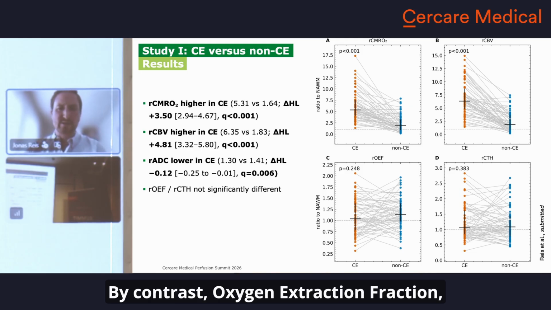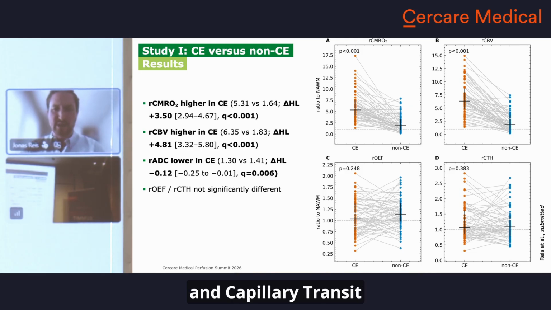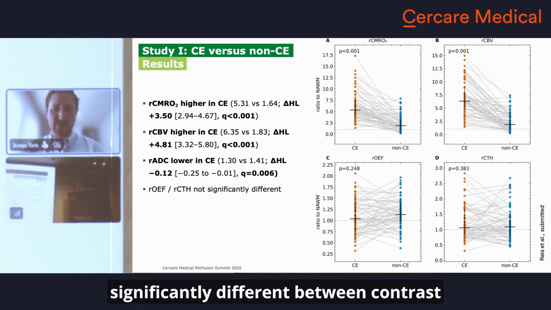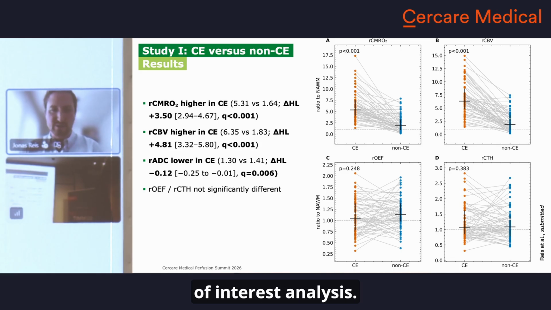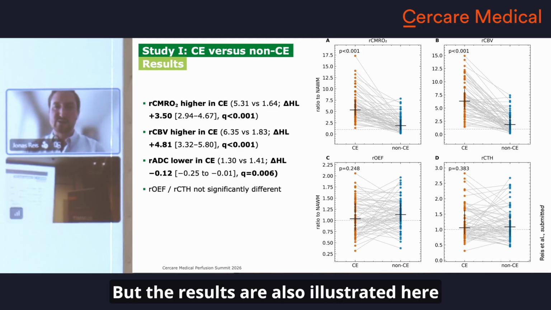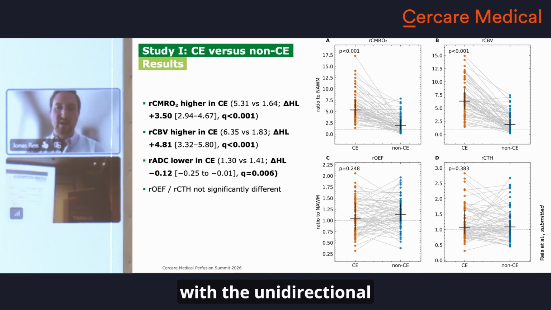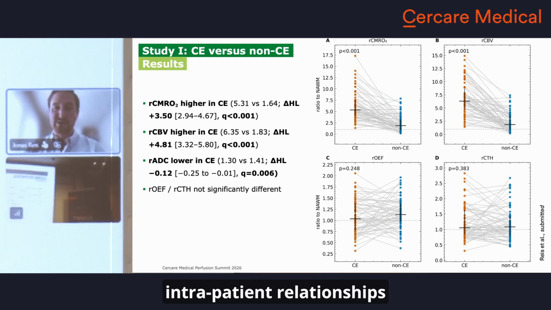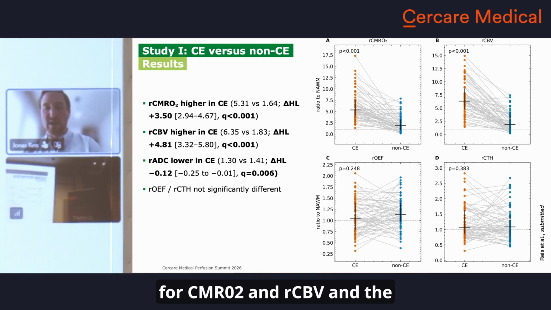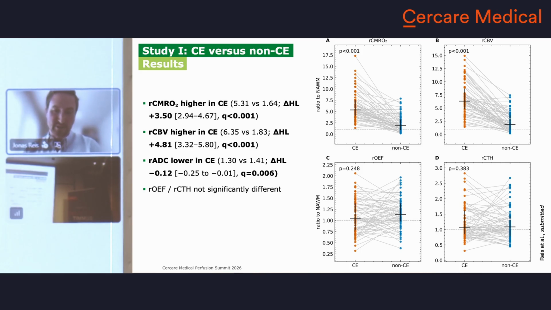By contrast, oxygen extraction fraction and capillary transit heterogeneity were not significantly different between contrast-enhancing and non-contrast-enhancing tissue in this region of interest analysis. The results are also illustrated here in these four plots, with the unidirectional, or mostly unidirectional, intrapatient relationships for CMRO₂ and rCBV, and the crisscrossing intrapatient relationships for OEF and CTH.